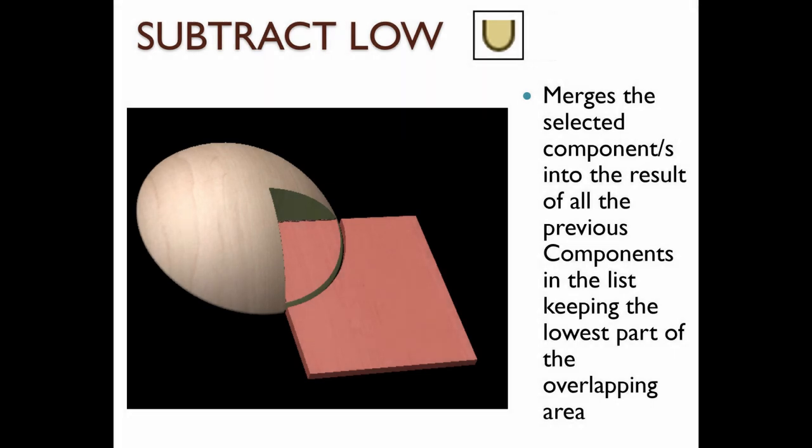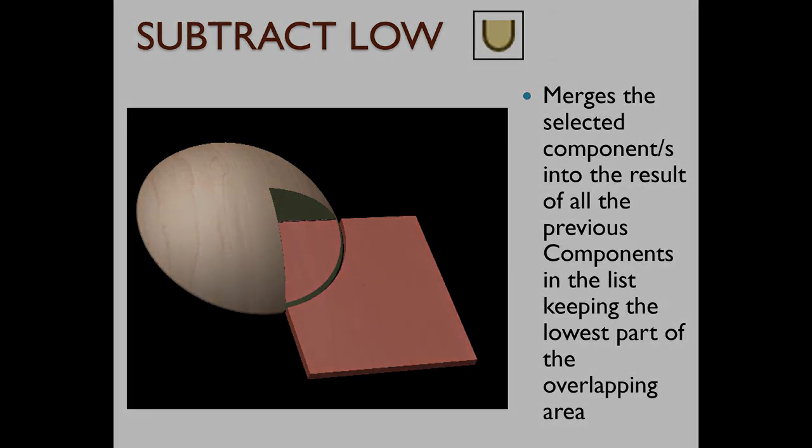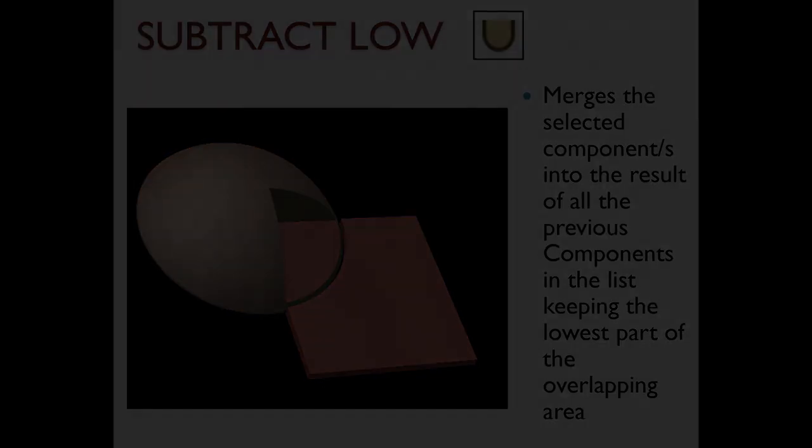And the last property we're going to look at is subtract low. This is where the software will push down the overlapping area to equal the thickness of the second component. And the symbol for subtract low is a U-shape filled in with the color yellow.